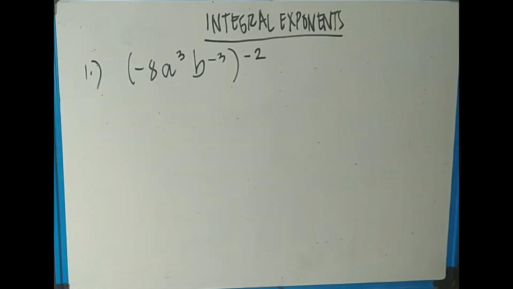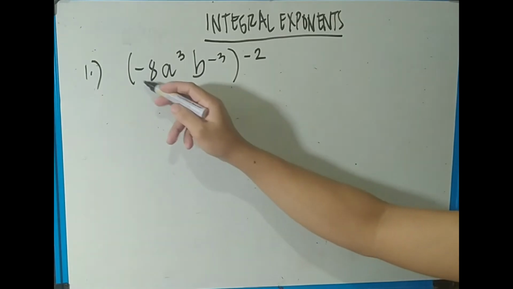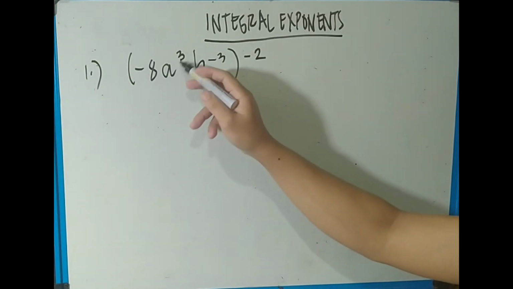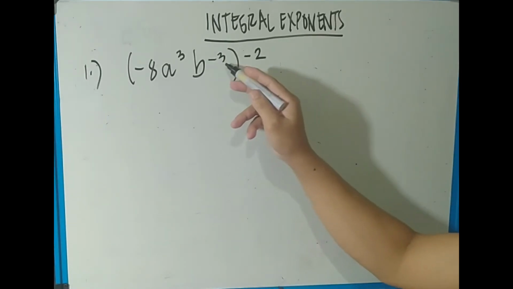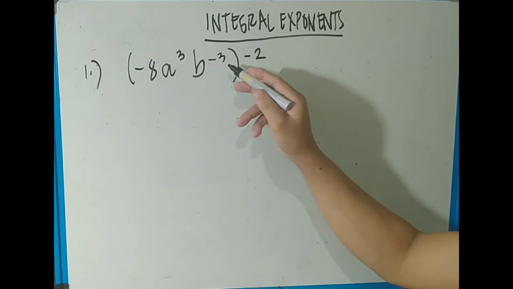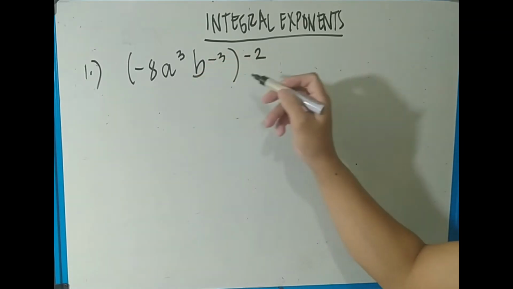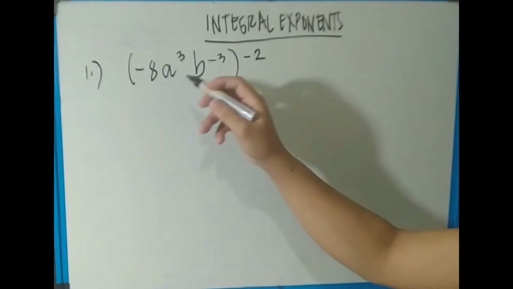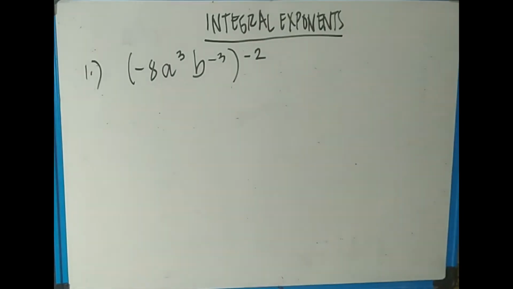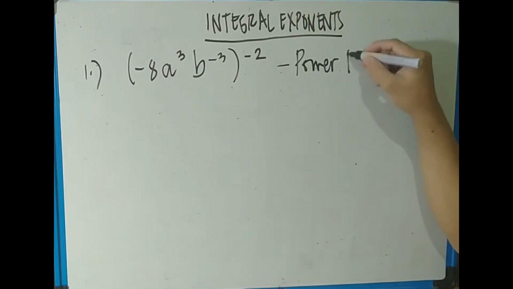Okay, so as you can see in the example number 1, we have a numerical value of negative 8, an exponent of 3, and b raised to negative 3. So this one has an integral exponent of negative, so there is a certain law for that to be applied. And also, sa labas ng parentheses, meron tayong negative 2. So to make it in a simpler way, ang gagawin natin is we are going to apply the law of exponent, which is what we call the power rule.